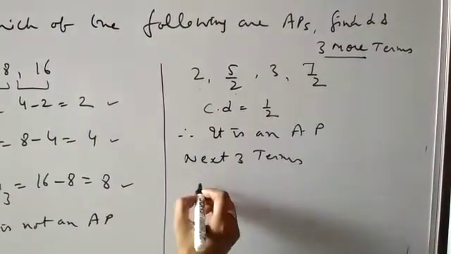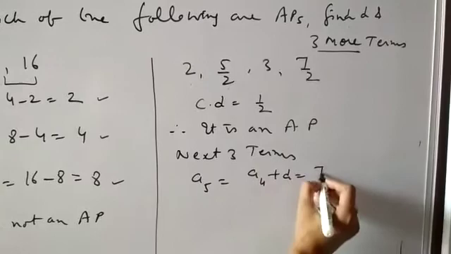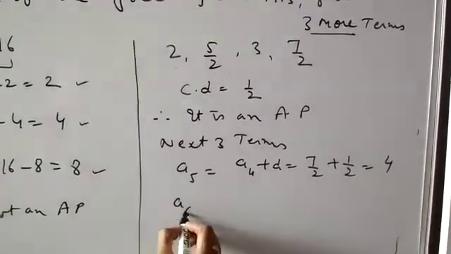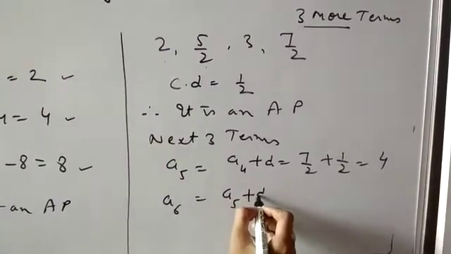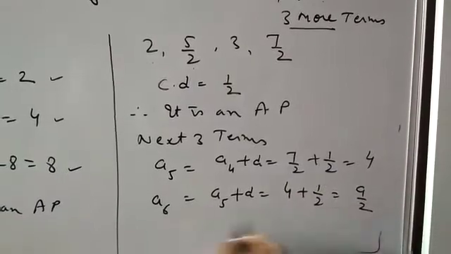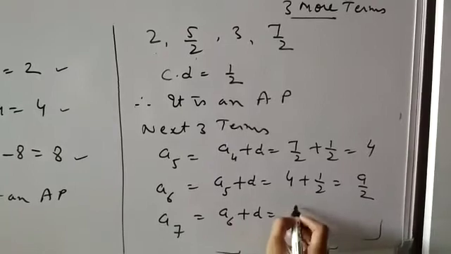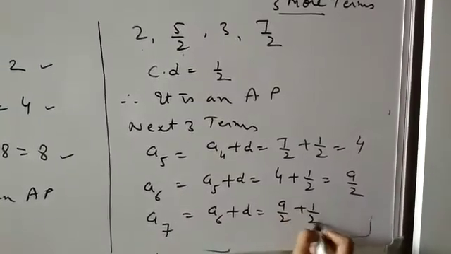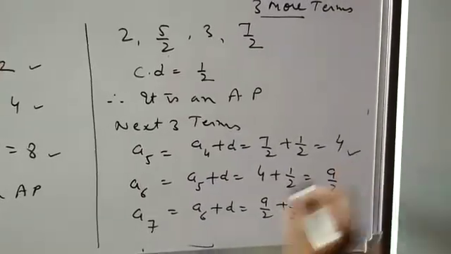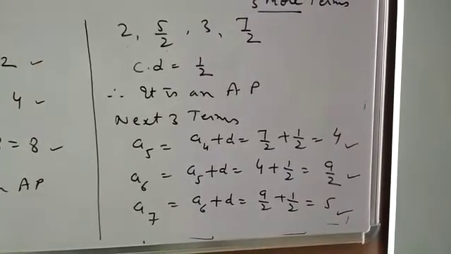A5 is A4 plus D, 7 by 2 plus 1 by 2, it is 4. A6 is A5 plus D, 4 plus 1 by 2, 9 by 2. A7 is A6 plus D, 9 by 2 plus 1 by 2, it is 5. So, fifth term is 4, sixth term 9 by 2, and seventh term is 5.